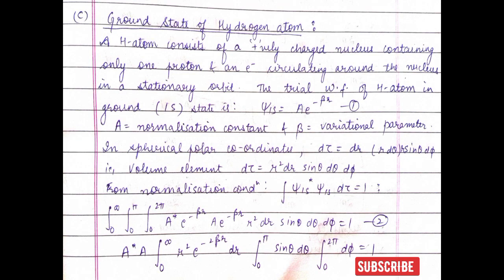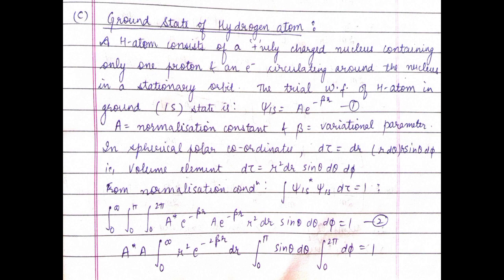In this video, we will discuss the ground state of the hydrogen atom by using the variational method. In previous videos, we have done the basics of the variational method, then the ground state of the helium atom, and also the zero point energy of the harmonic oscillator. So by using the variational method, we will do this last problem, which is the ground state of the hydrogen atom.